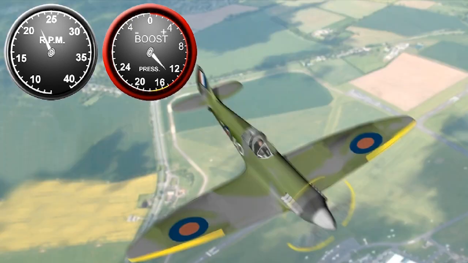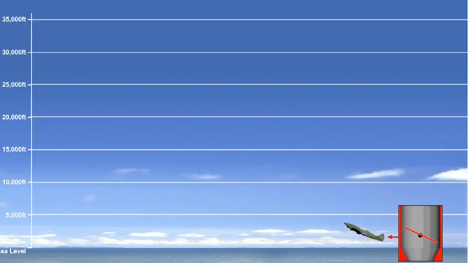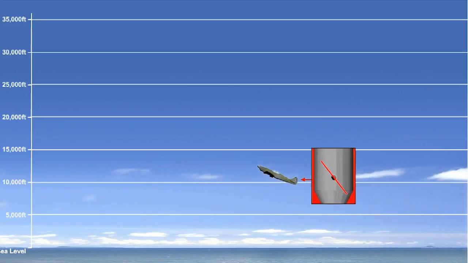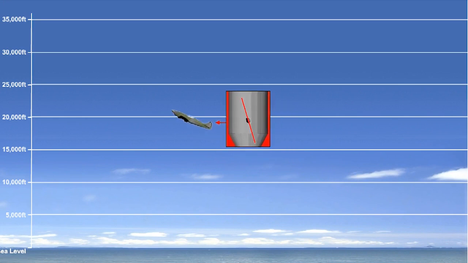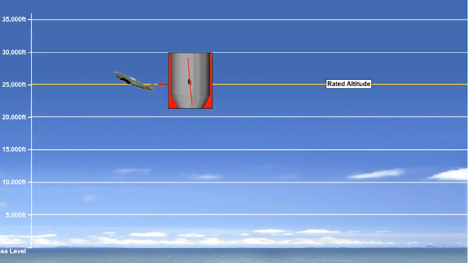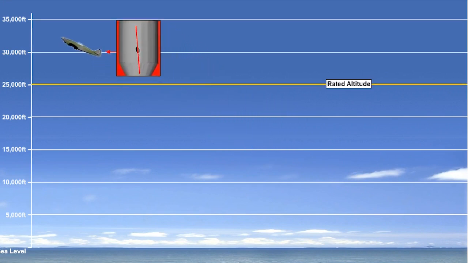The aircraft is normally flown in the cruise at a fraction of this power. The maximum altitude at which the engine can maintain rated power, with the throttle valve fully open, is termed rated altitude.